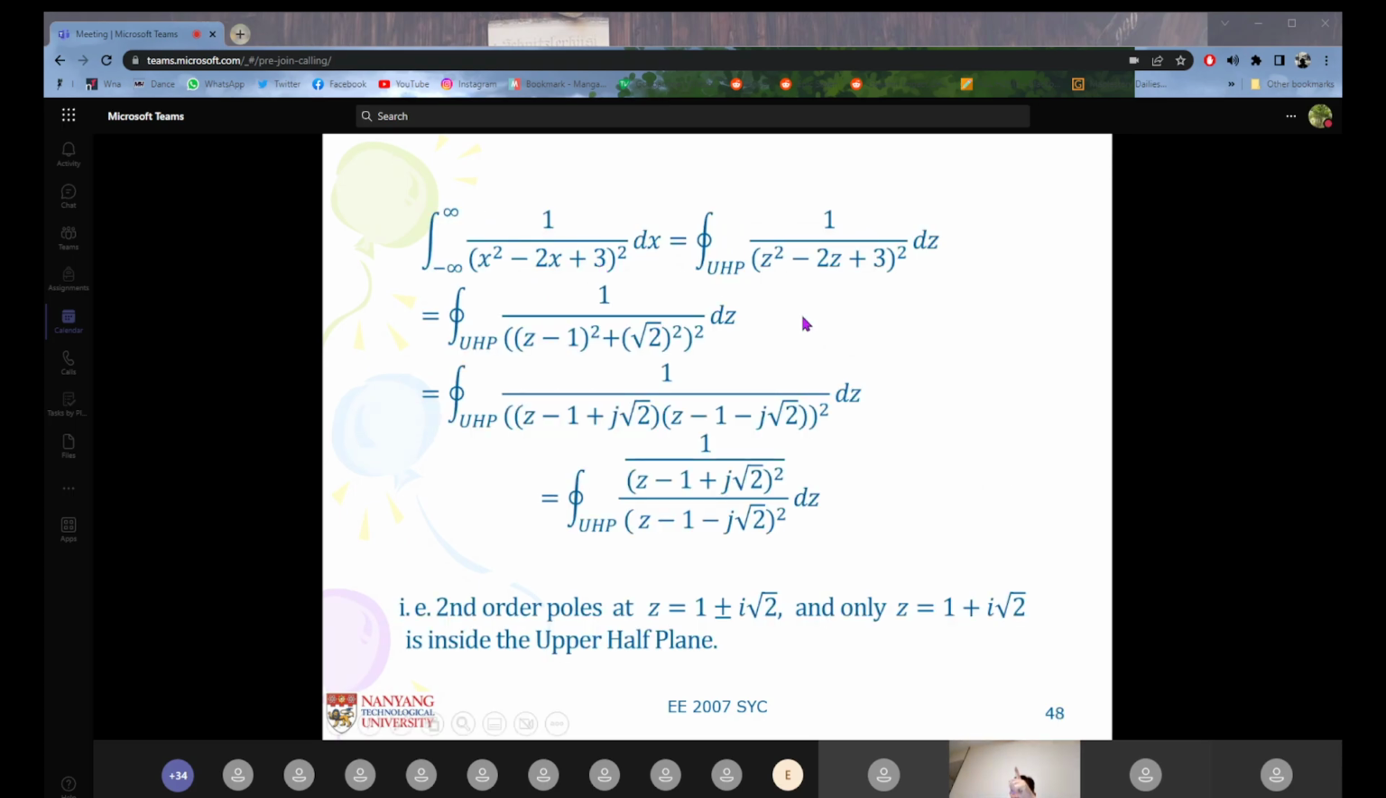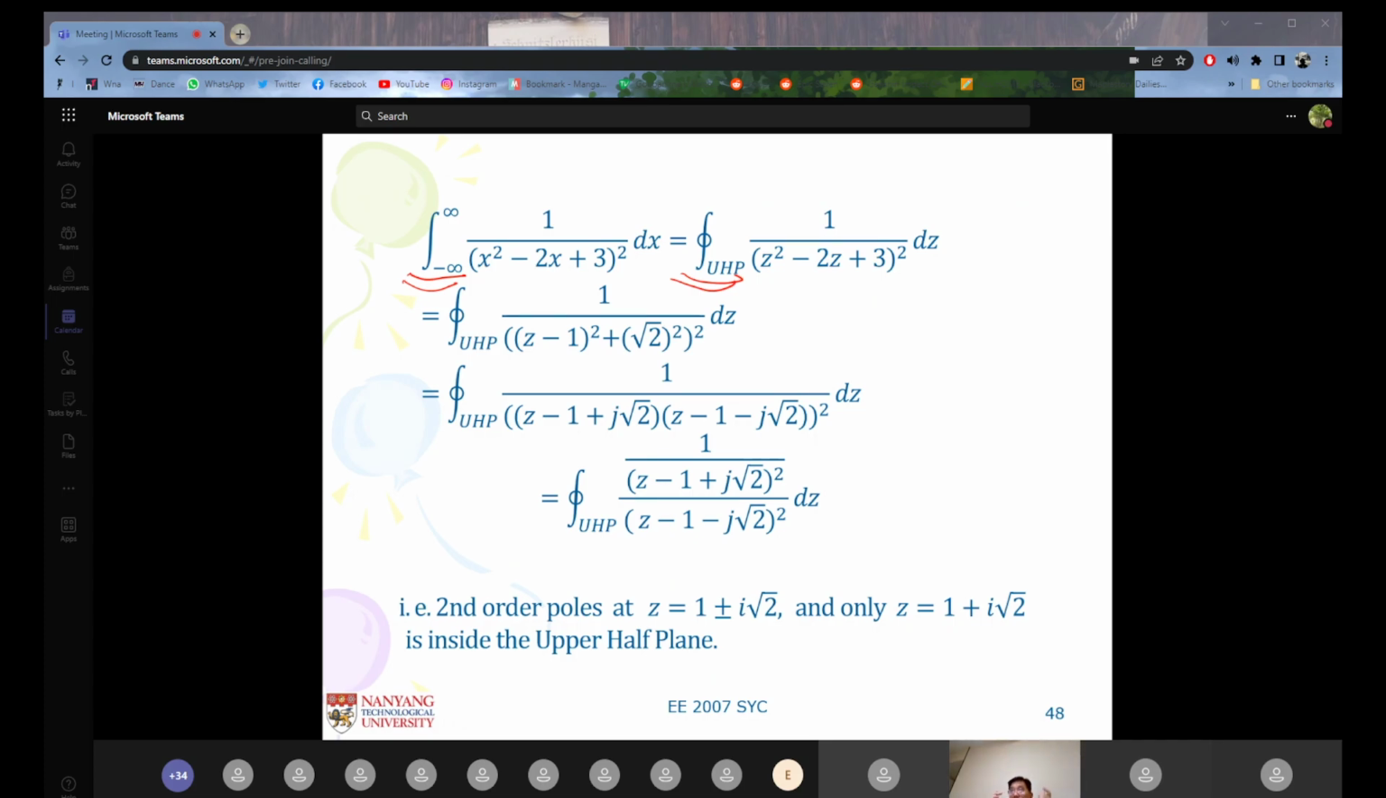Now be careful. Change the notation. Yeah, this is real integration. I now change it into complex integration. So the variable x changes into the variable z. So this one here, no change. Just change the symbol, including dx becoming dz. But this integration is very important. Yeah, change to this integration now over the upper half plane.